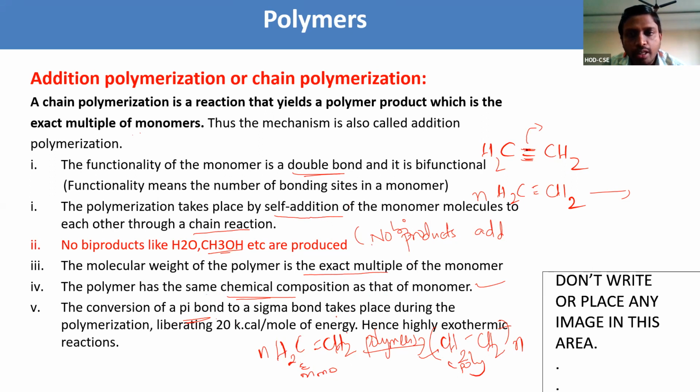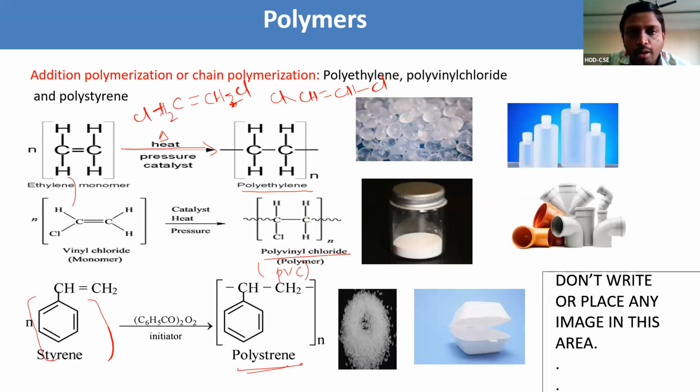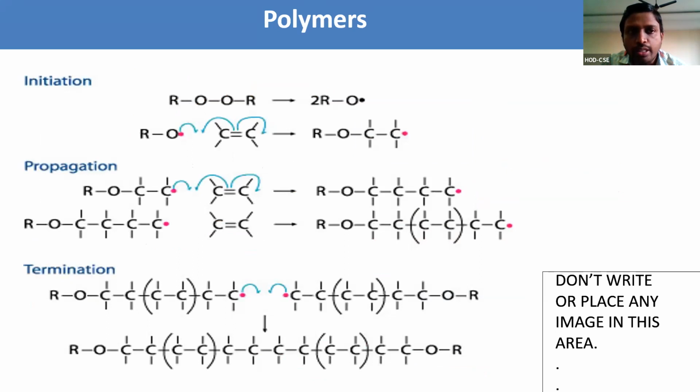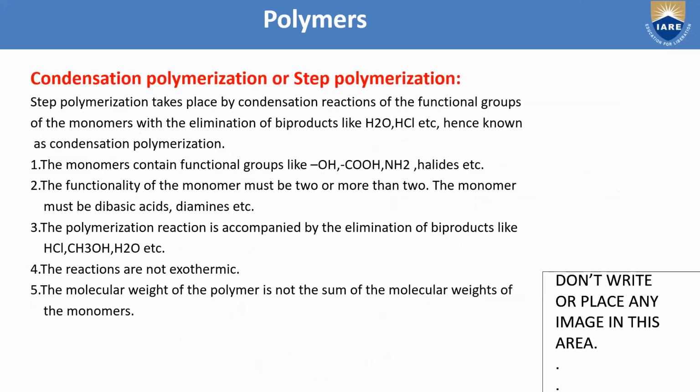Here the monomer is ethylene, which is nothing but H2C double bond CH2. Here the pi bond gets converted into a sigma bond, and it releases energy. The liberated energy is 20 kilocalories per mole, so it is a highly exothermic reaction. Polyethylene, polyvinyl chloride, and polystyrene are examples of addition polymerization or chain polymerization. Okay, this is the mechanism. Now coming to condensation polymerization.